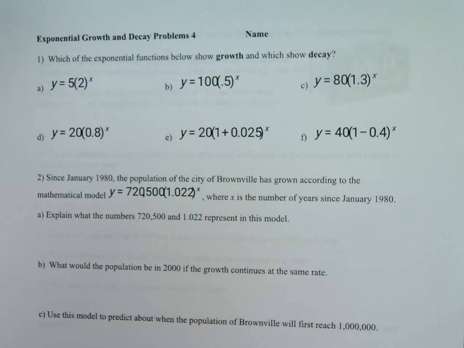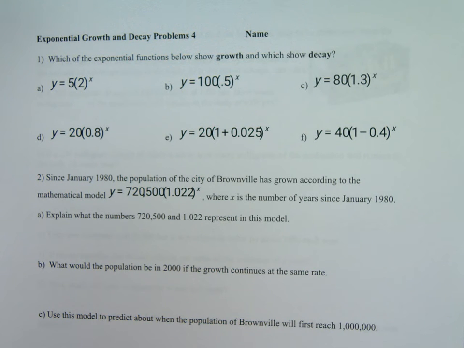Alright, which show growth and which show decay? A is growth. B is decay. Why is A a growth? Because the number is greater than 1. You remember what we call this number right here? The B. B is greater than 1. So what about this one? Decay, because B is less than 1.